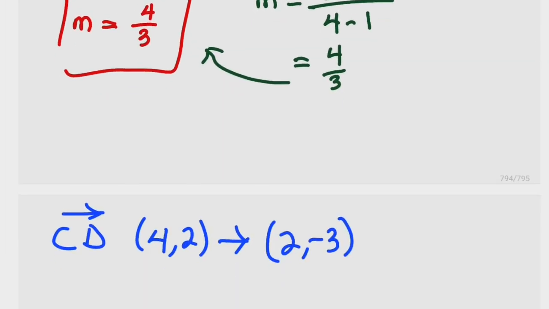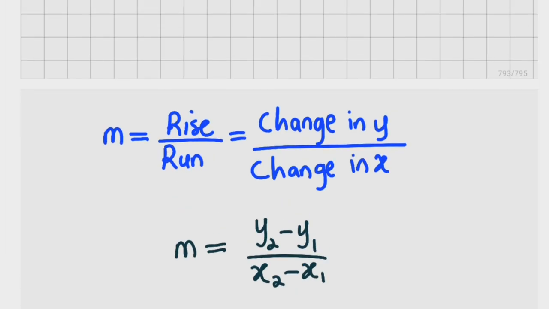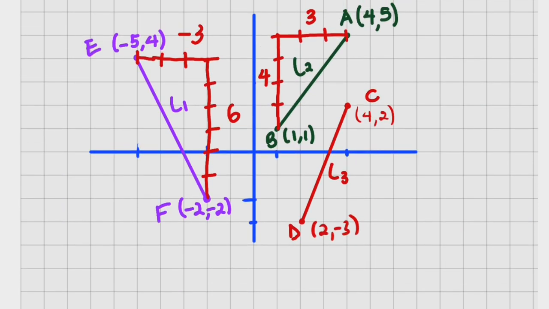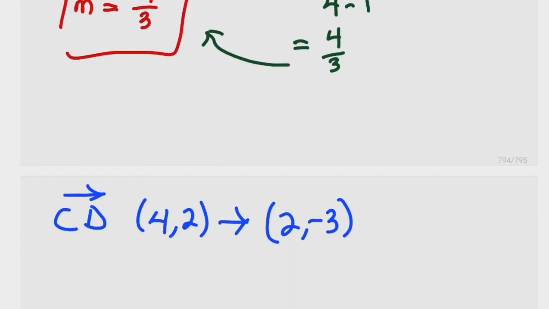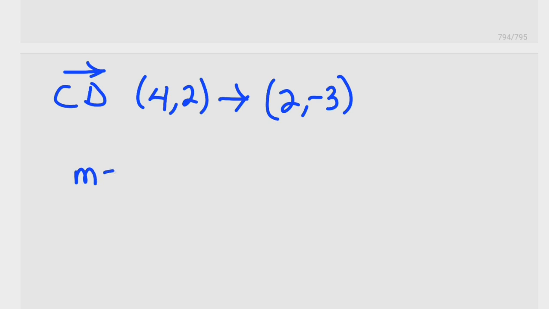So let us take the last one, which is line CD. Line CD, let us form a right angle triangle as well. We have this from bottom to the top. What is change in Y? Let us count: 1, 2, 3, 4, 5. So change in Y is 5. Change in X is 1, 2. So we have 2 here. Therefore, the slope is 5 divided by 2.